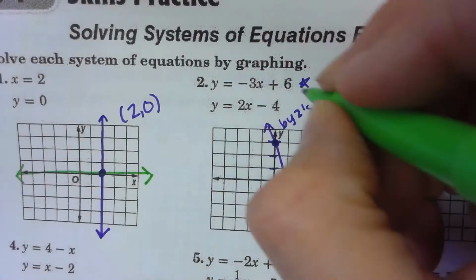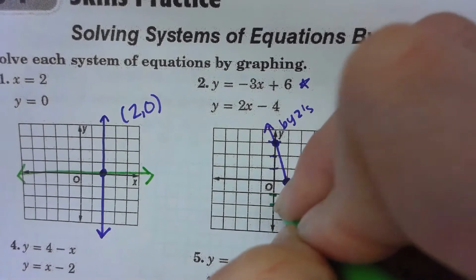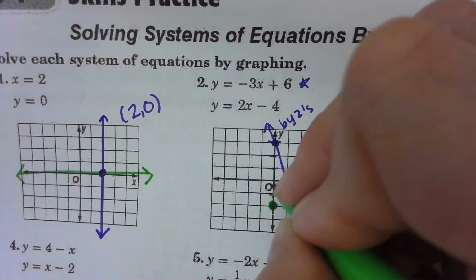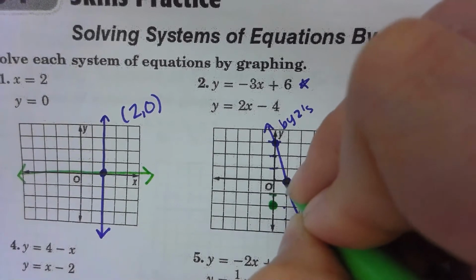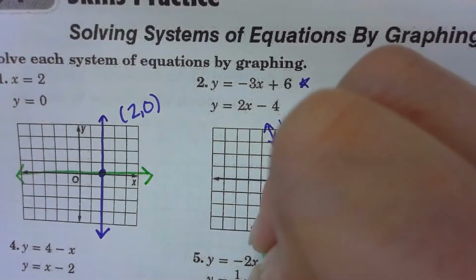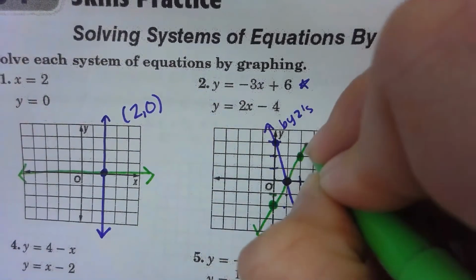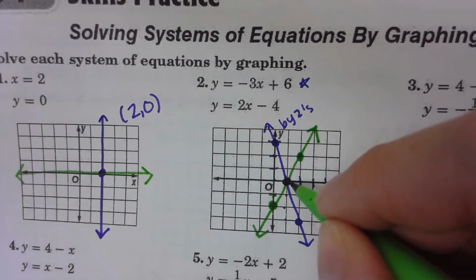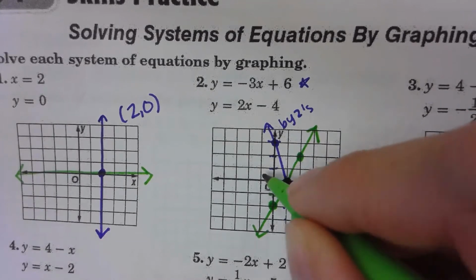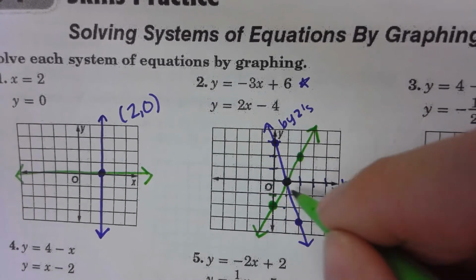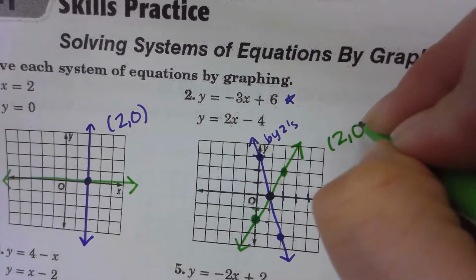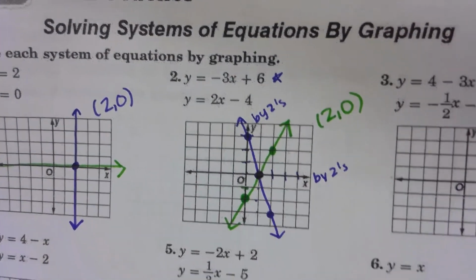And then for the second equation, my y-intercept is -4, so that's down 2 tick marks. And my slope is 2, so we go up 2 and over 1. And we see that the graphs intersect at this point here. Remember, my x's and y's are both going by 2, so that is the point, again, 2, 0.